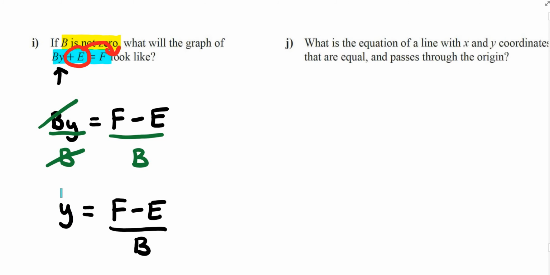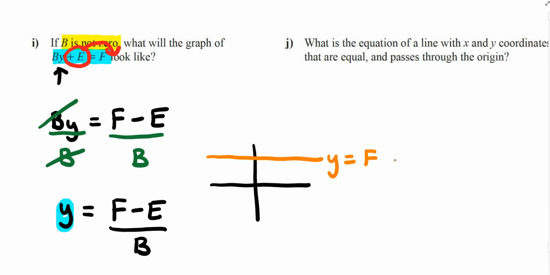Since I have y equals something, remember, it's just a horizontal line. So maybe this is f minus e over b. F minus e over b is just another number, any random number, so this is a horizontal line. Sorry, I meant to say horizontal line, so L-I-N-E.